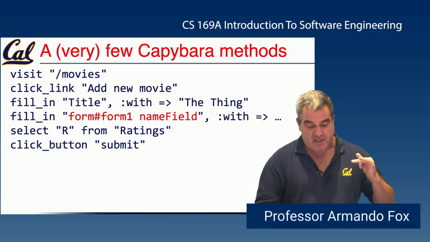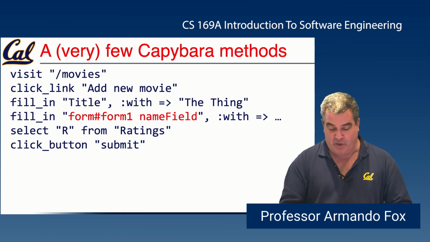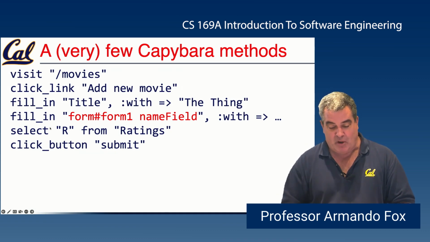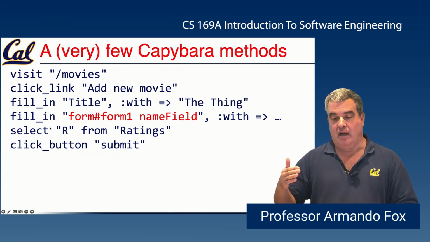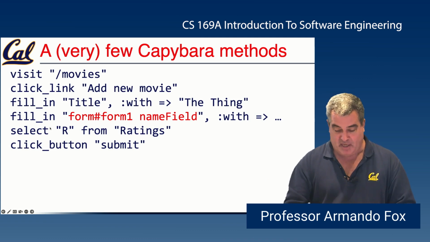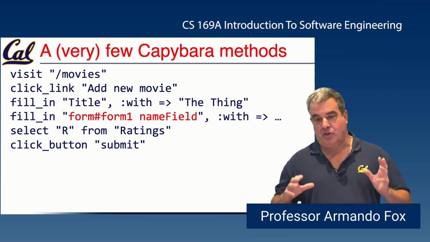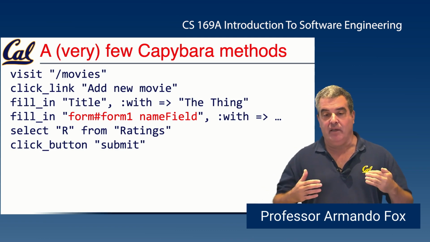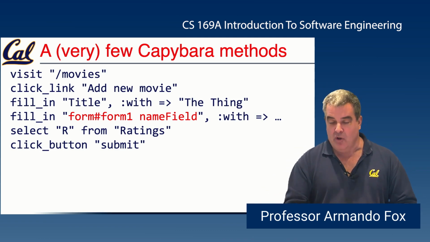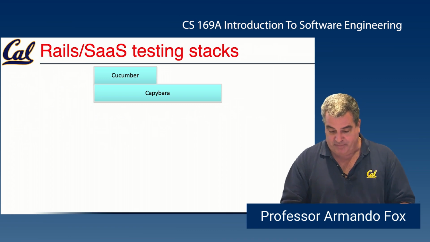So Capybara is exceedingly powerful, and it's pretty good at figuring out what you want. You can select things from drop-down menus, and in the future, we'll talk about some of the JavaScript capabilities that it has. So just to zoom out to the big picture, how does this work? When you're actually running tests that use Cucumber and Capybara, what does the software environment look like?